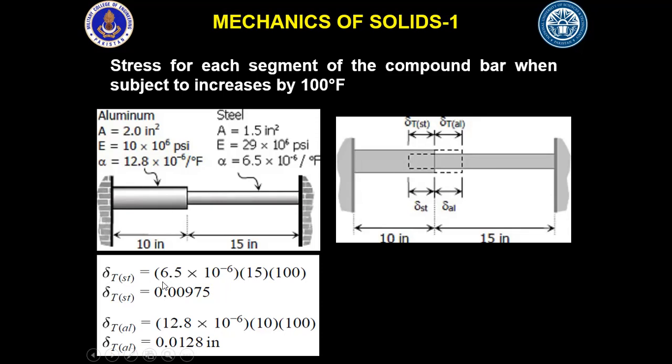So delta T is equal to alpha into L into delta T. So what is alpha? 6.5 times 10 to the power minus 6 in case of steel, multiplied by L. What is the length L of, sorry, the steel rod? It is 15. Multiply by 100 Fahrenheit. So this is the change in length or the deformation in case of steel. What is the deformation in case of aluminium? It is 0.0128 inches. This is also in inches. You can write it down.